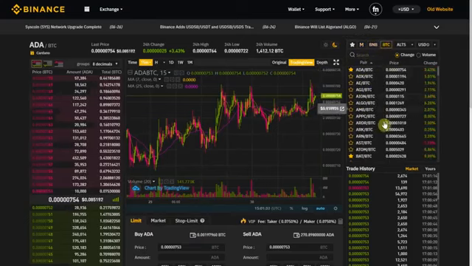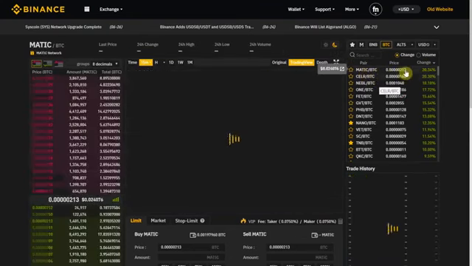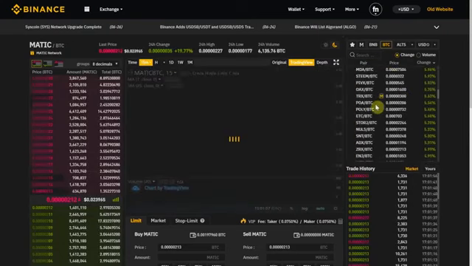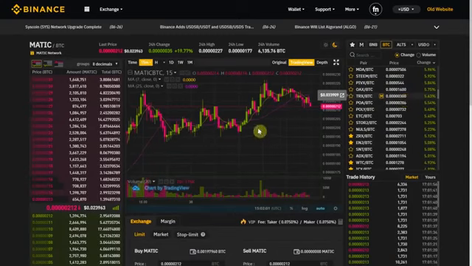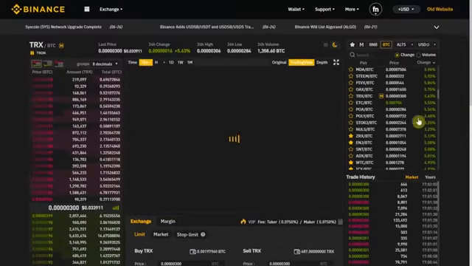And here you have the BTC pairs. So right now we're looking at Cardano here. You can filter and sort based on volume or percentage. You can sort over here. Matic, I don't know what this one is. Anyways, this is where you can select the market that you want to buy. Let's select TRX. So TRX.